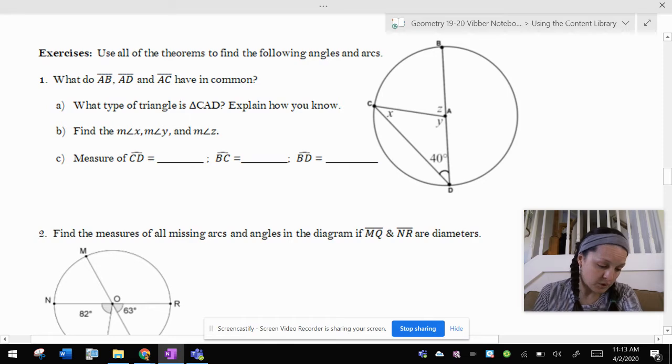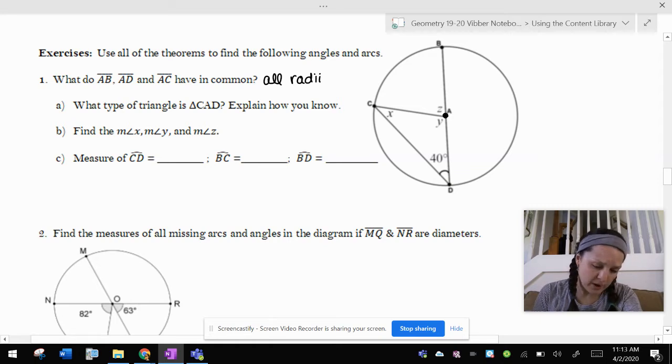Fine. So it says, what do AB, AD, and AC have in common? Well, they all start with A, and that's because A is the center, and if they all start with the center, they are all radii. Okay? The plural of radius is radii.